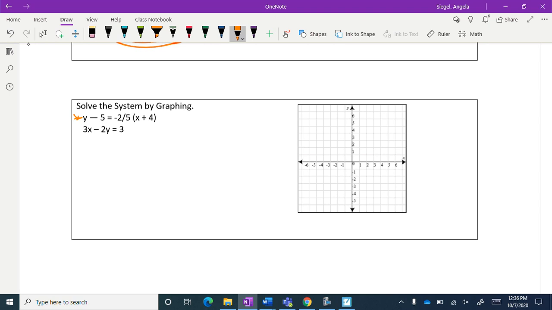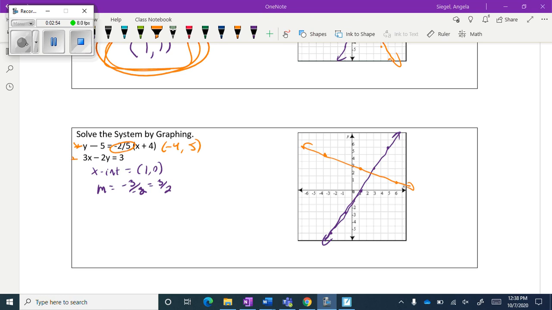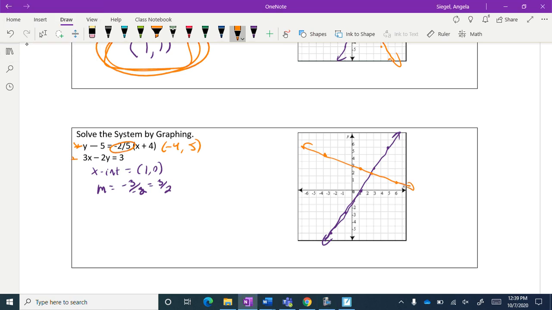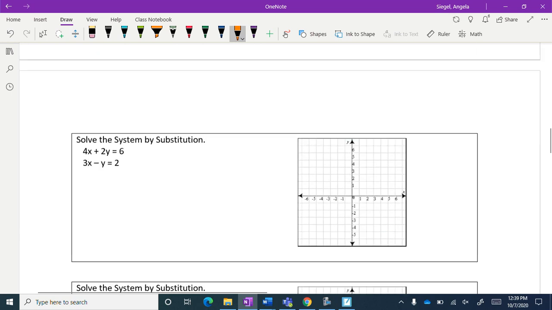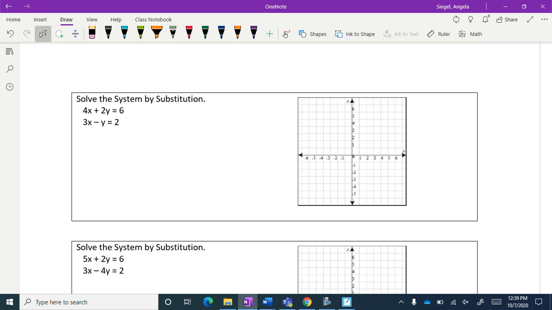Notice that this is in point slope form and this one's in standard form. So this is a downside about graphing: they meet somewhere in the middle. I can kind of guess it's between 2 and 3 for my x and 2 and 3 for my y, but I can't come up with the exact solution here. So this is where graphing just doesn't really work that well for everything. So we're going to try another problem using substitution.